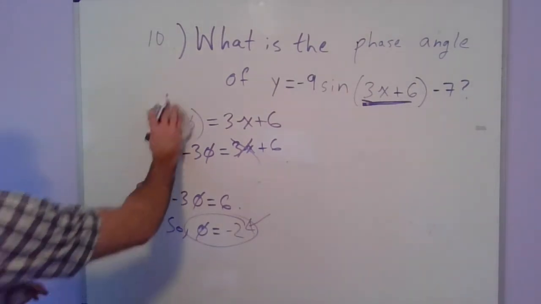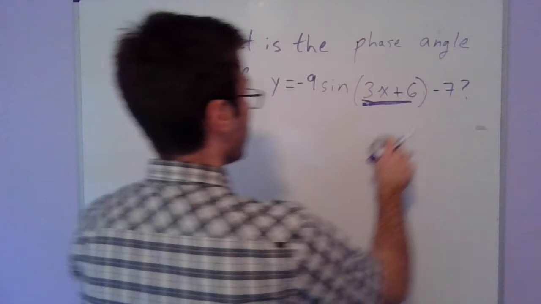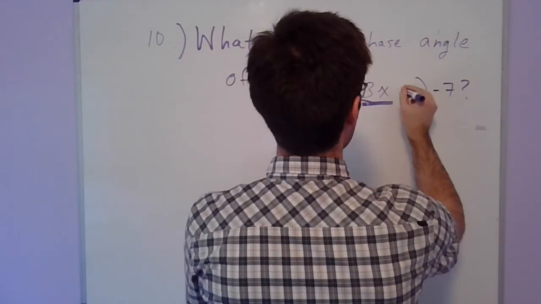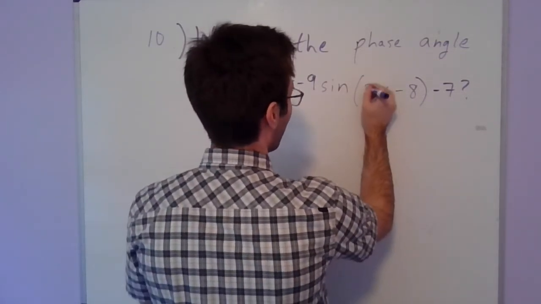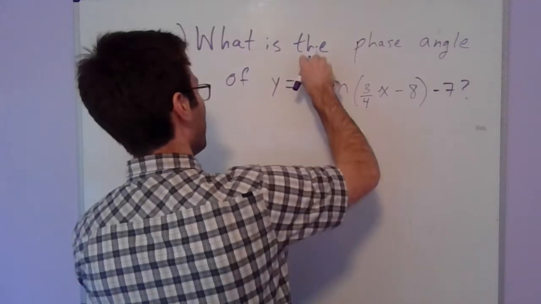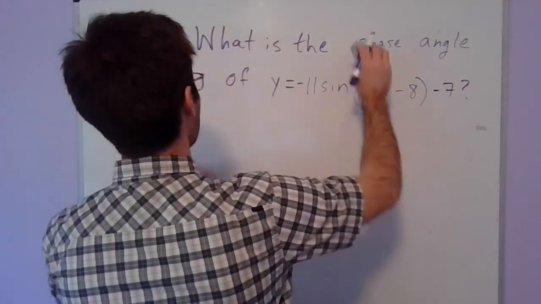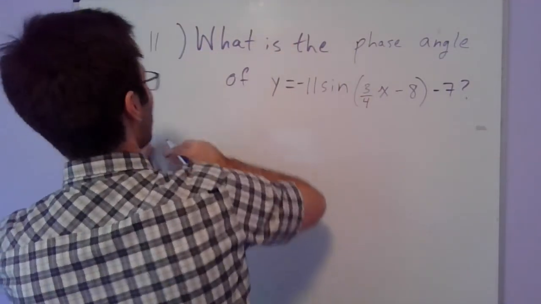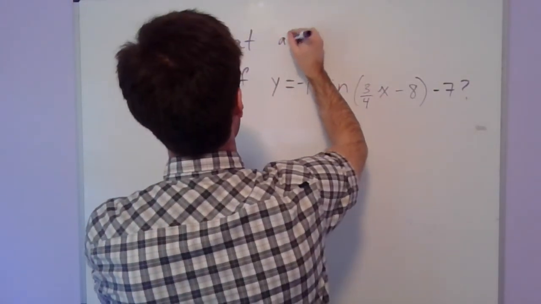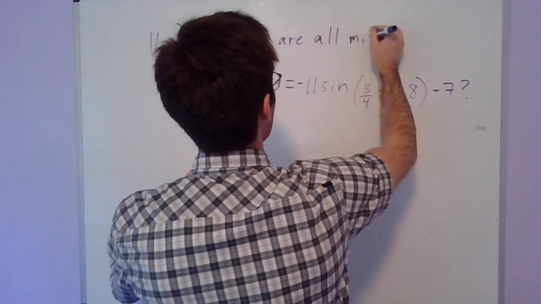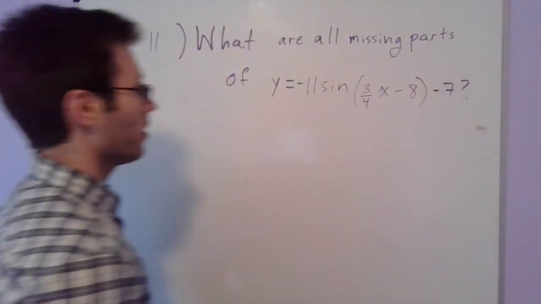All right, let's do one more where it has everything in it. So let's have this be -8. Let's get some fractions going. And let's say for this last example, we're just going to find all the missing parts of this. Okay, so we're going to talk about everything here.